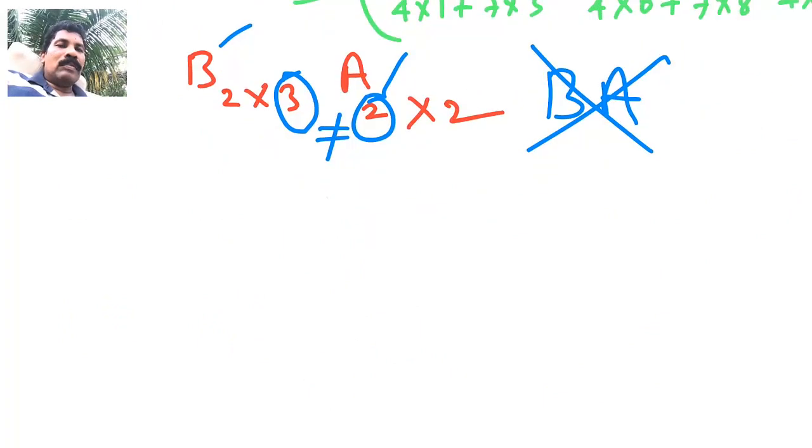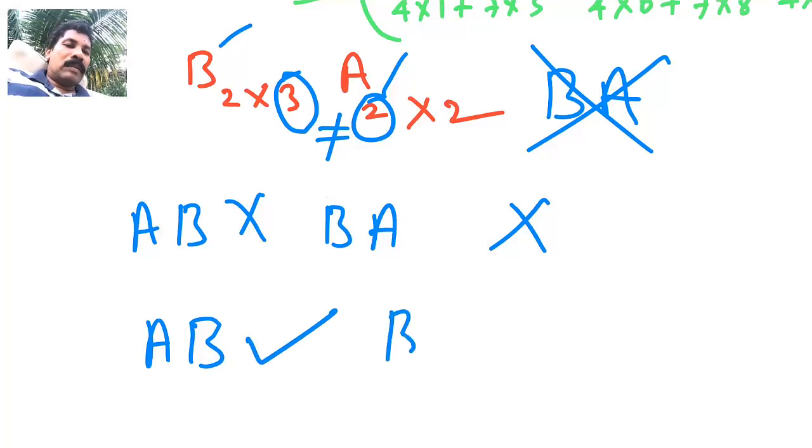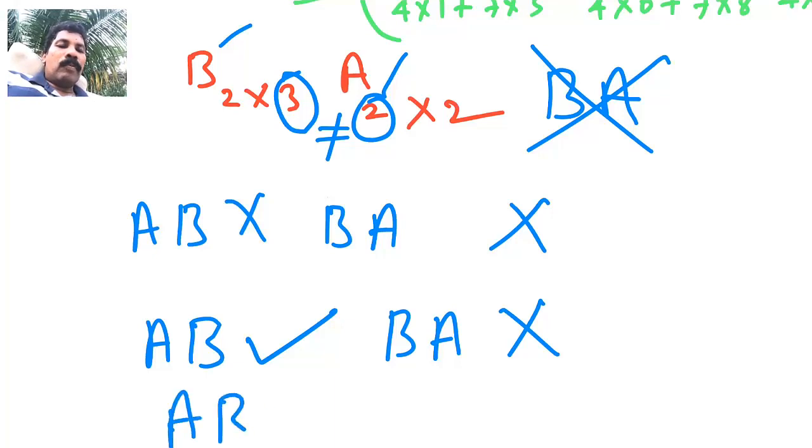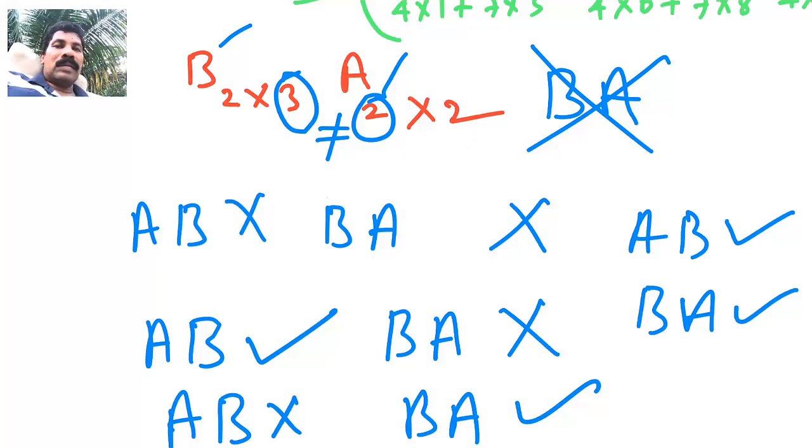So, in the case of matrices, sometimes AB and BA both we cannot find, and sometimes AB we can find, but it doesn't mean that BA also we can find. In the above example we could see that AB we could find but BA we cannot, and in some other cases AB we may not find but BA we can find, and in some other cases both AB as well as BA we can.